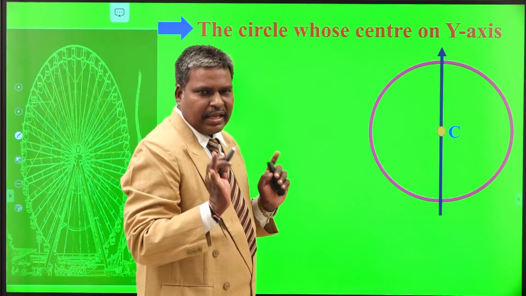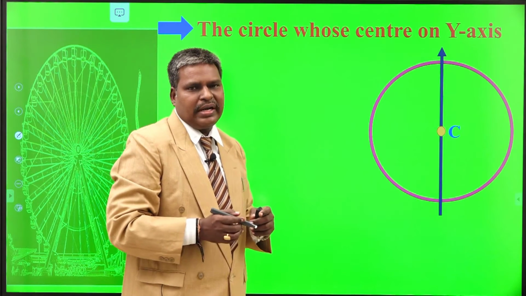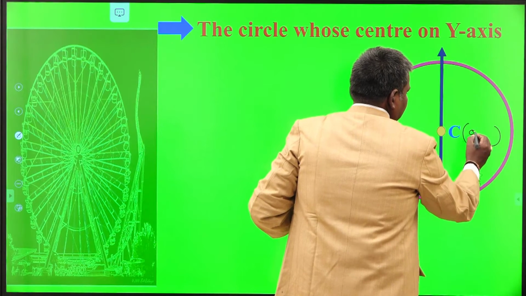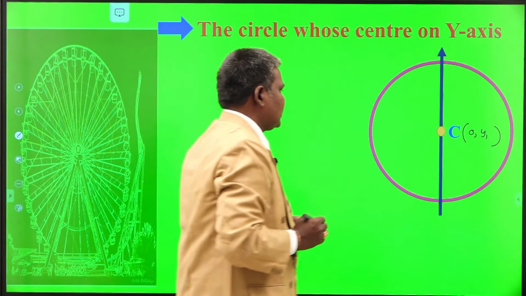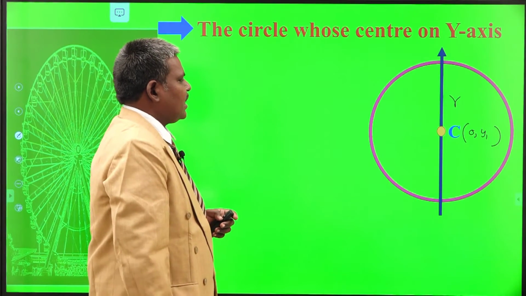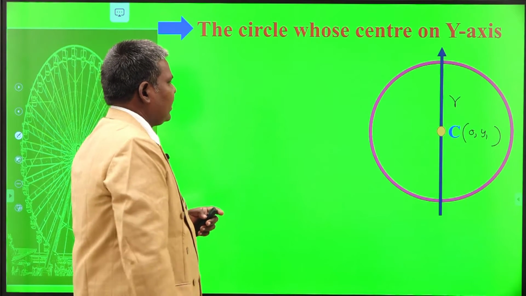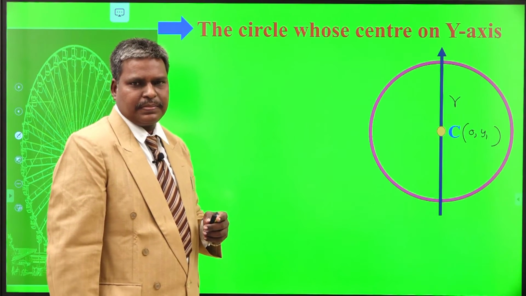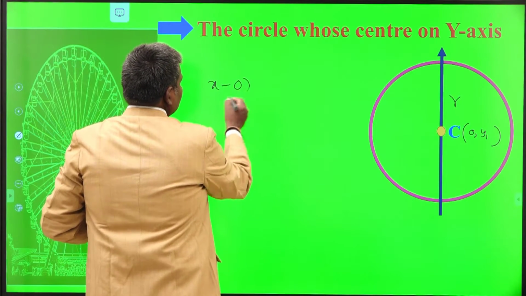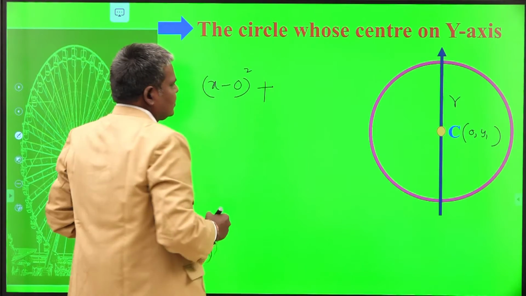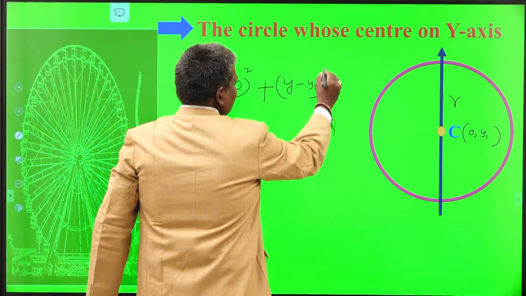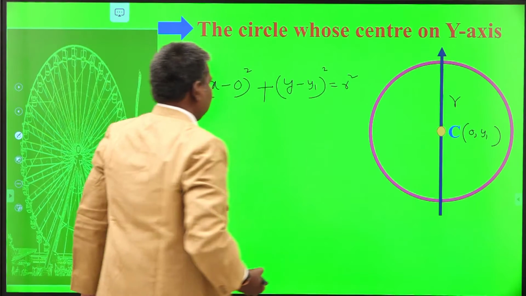We know that any point on the y-axis has x coordinate 0. So the center of the circle is 0 comma y1, say. Its radius is r units, say. Center (0, y1) with radius r units. So can I write the equation of the circle or not? It is (x minus 0) whole square plus (y minus y1) whole square is equal to r square.